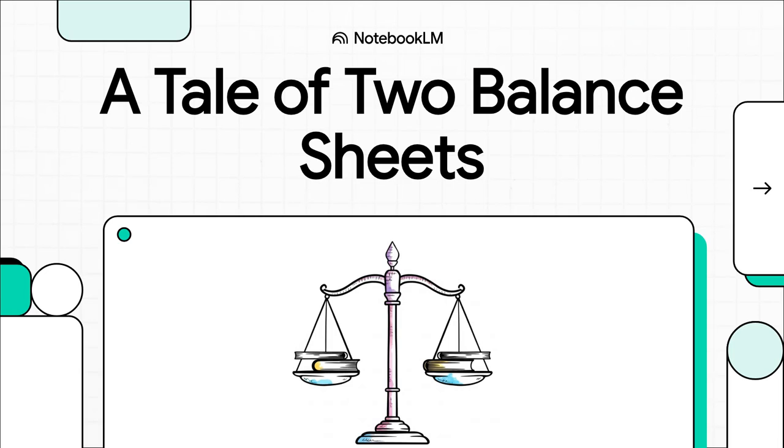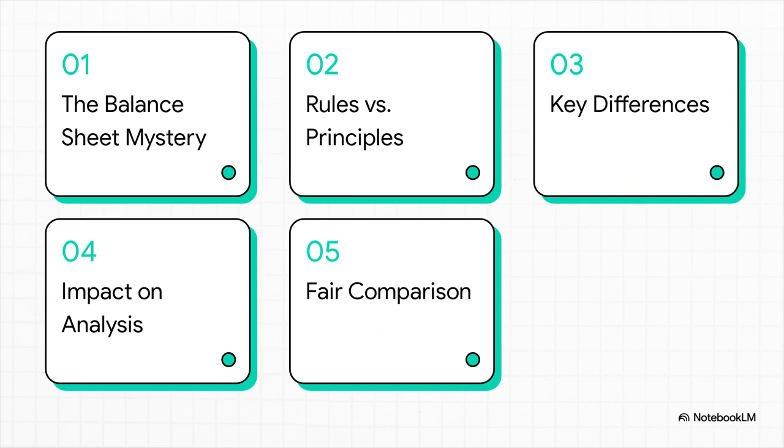Welcome to The Explainer. Today, we're going to decode how two companies, identical in every single way, can tell completely different financial stories. We're talking about how the accounting rulebook they follow can totally change the way they look on paper.